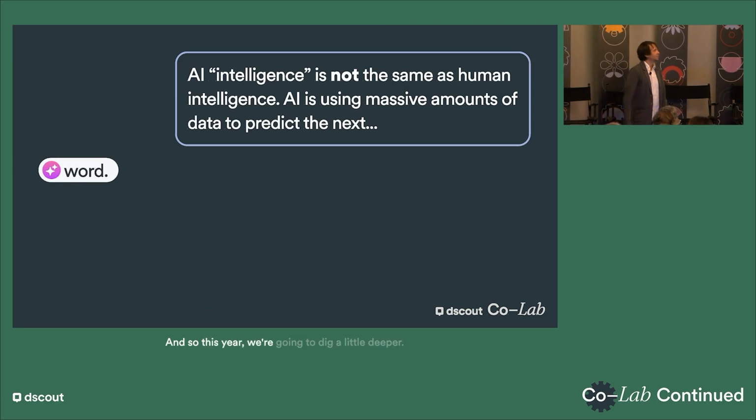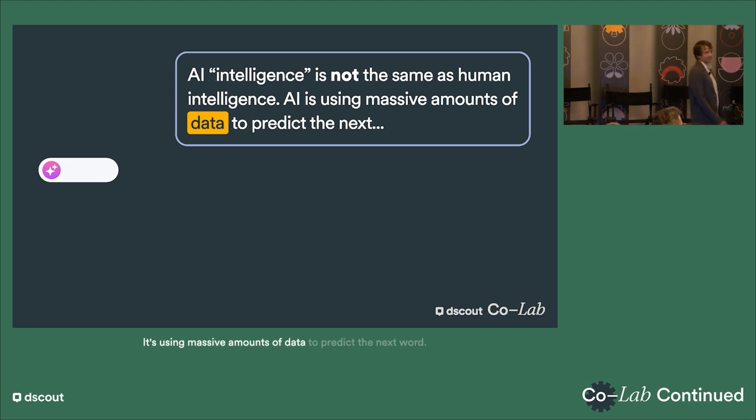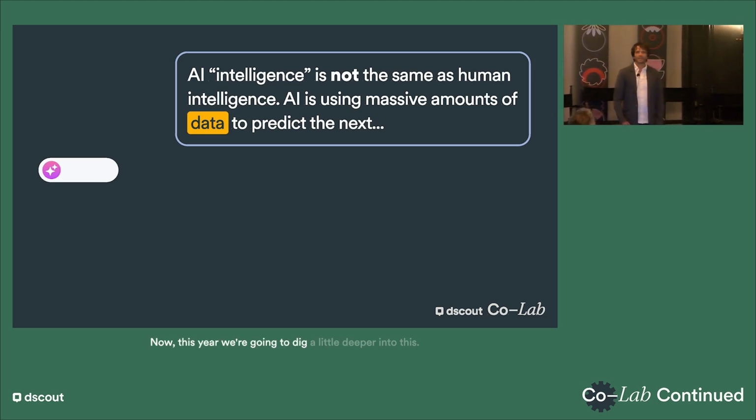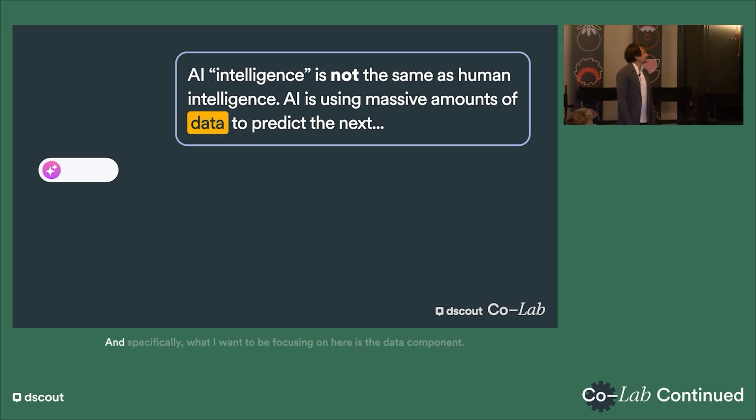And so this year, we're going to dig a little deeper. And we're going to pick up exactly where we left off. And the main takeaway from last year was that AI intelligence is not the same as human intelligence. It's using massive amounts of data to predict the next word. Now, this year, we're going to dig a little deeper into this. And specifically, what I want to be focusing on here is the data component.